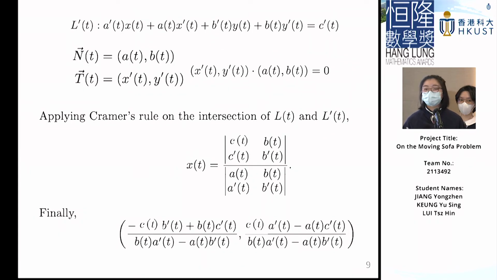Because of that, we can differentiate it once to get L prime, which is that equation at the top. On the other hand, the normal and tangent vectors are (A, B) and (x prime, y prime) respectively. And because they're perpendicular, their dot product is 0. So substituting that into our original equation will simplify it. And applying Cramer's rule on the intersection gives us the final envelope.